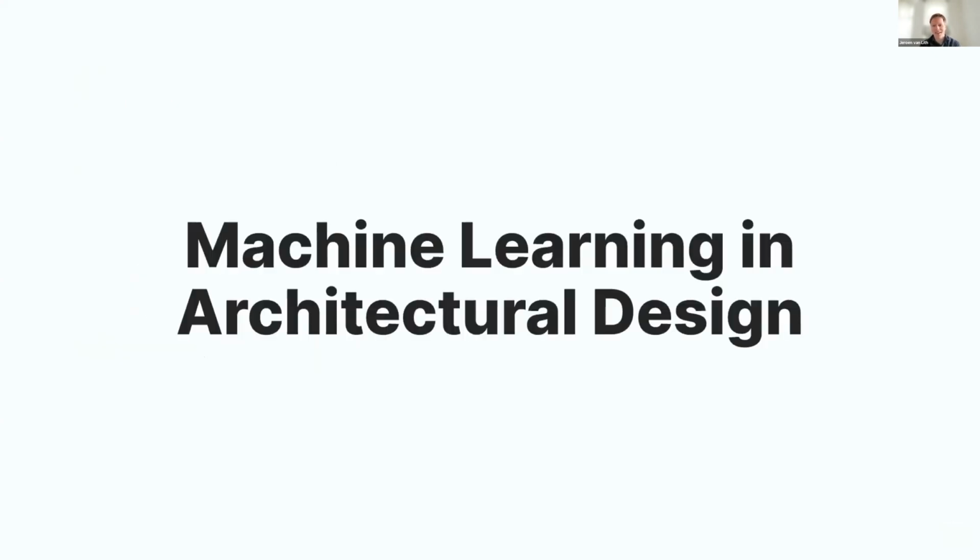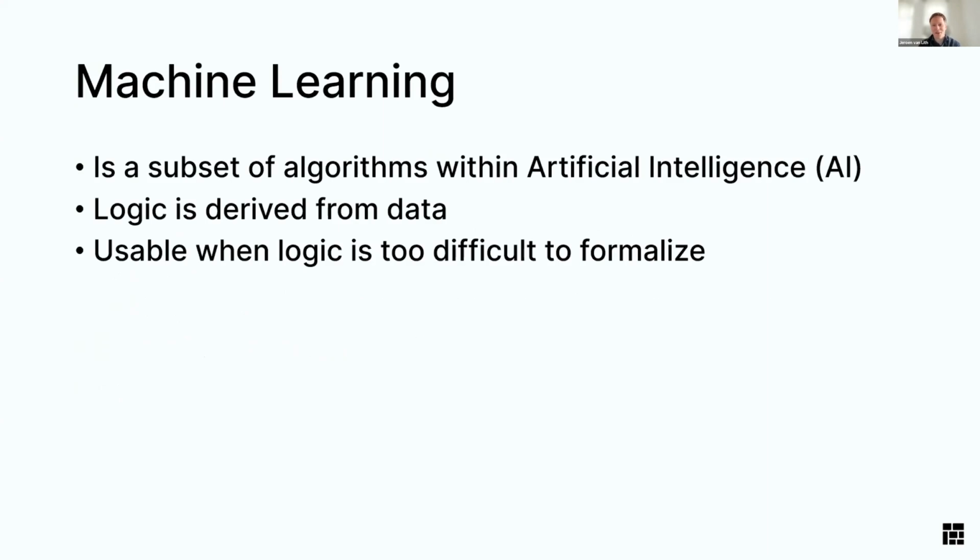So, machine learning in architectural design. Just a refresher for everyone. I think it's pretty clear, but machine learning really is a subset of algorithms within AI, or artificial intelligence. There are all sorts of other algorithms within AI as well, but machine learning has become really popular over the last 10 years. And what's really important with machine learning, and how it's different from these other algorithms, is that the logic which we try to achieve is really derived from data.